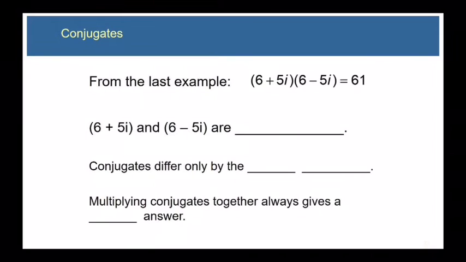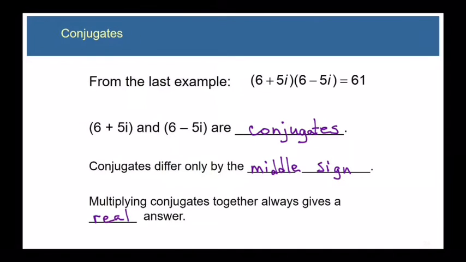Okay, now again, we talked about this a little bit, but 6 plus 5i times 6 minus 5i that we saw in the previous slide, those were called conjugates. Conjugates differ only by the middle sign, and multiplying conjugates together always gives a real answer.